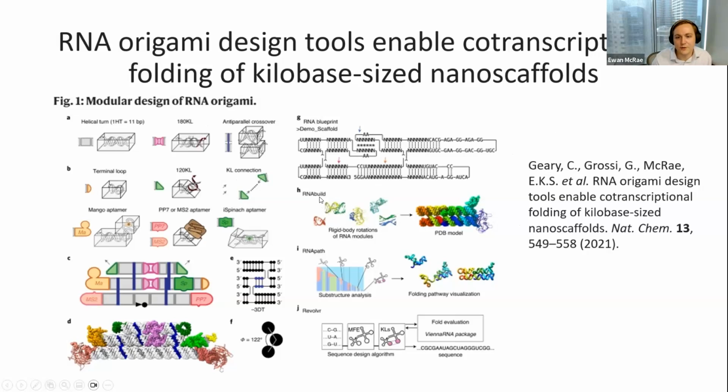We have a piece of software, RNA build, that can take these blueprints and give a prediction of the structure that it'll form just using simple rigid body rotations. We have these substructure analyses that try and look at the co-transcriptional folding pathway. And we have our sequence design algorithm, which uses the Vienna RNA package to make sure that we're going to get the correct base pairing in our structure.